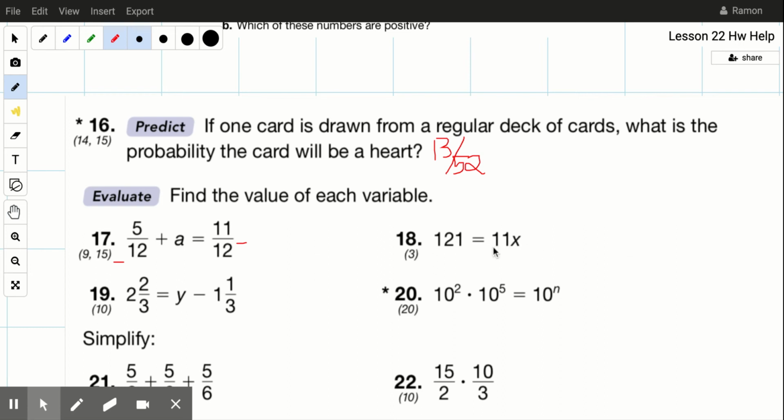18, 11 and the x are being multiplied, which means we need to use the inverse operation and divide. 19, since the subtrahend is the number value, we're going to use inverse operations. So we're going to add to both sides.